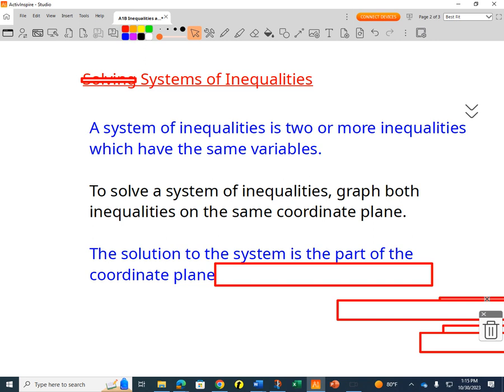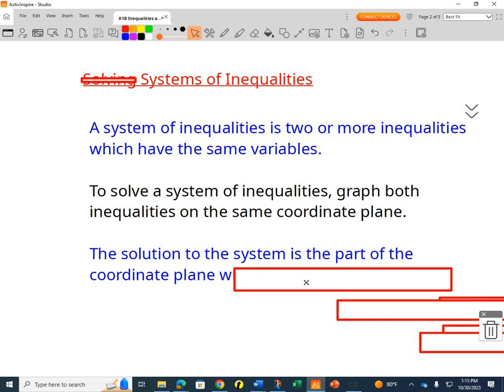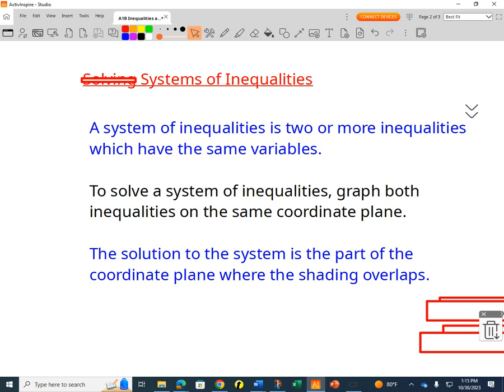Alright, so the solution to the system is the part of the coordinate plane where the shading overlaps. So we're about to do a couple of examples.